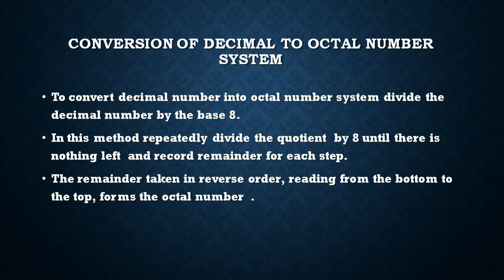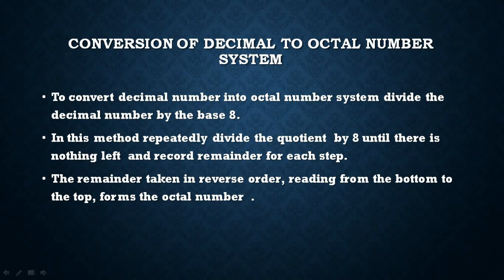When we get the quotient and remainder, the quotient is again divided by 8, and the remainder for each step we have to note down. So here we write the steps to convert the decimal number into the octal number system. Divide the decimal number by the base 8. Repeatedly divide the quotient by 8 until there is nothing left, and record the remainder for each step. Nothing left means the quotient becomes 0. The remainders taken in reverse order, reading from bottom to top, form the octal number.